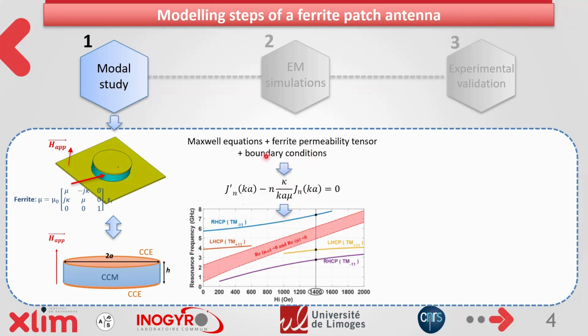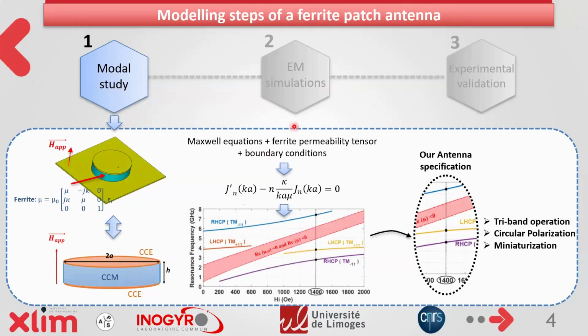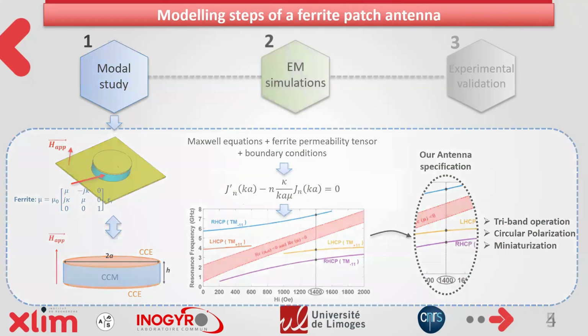Then we have implemented a MATLAB code to deduce the cavity working frequencies by solving this equation, considering the boundary conditions. So from this study, we have predicted the geometrical and magnetic characteristics of our device to obtain the 3-band operation, circular polarization, and also the miniature aspect.